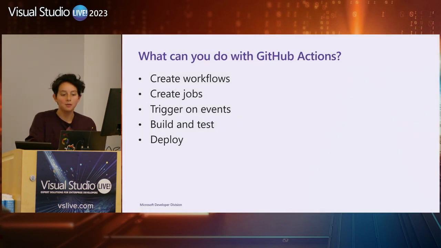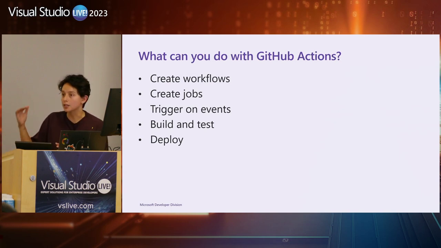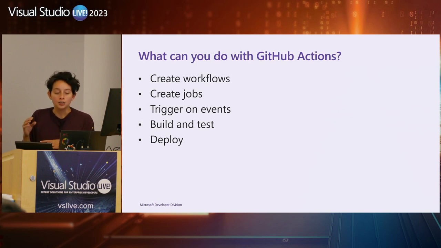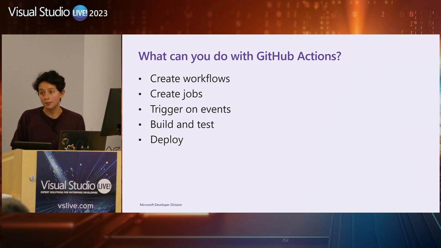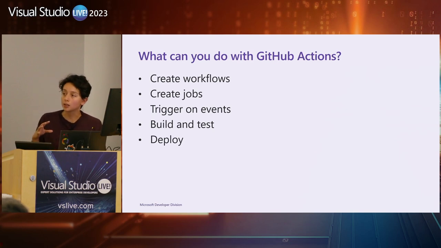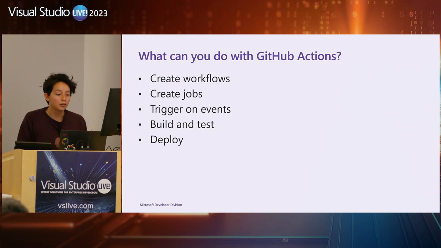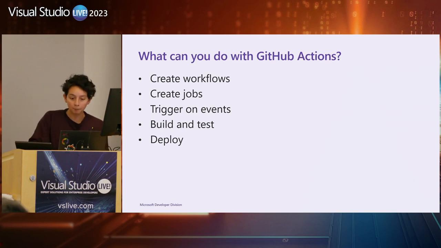So you got my classic summary slide. You can create those new workflows. You can create jobs, and those are the different things that are happening in your workflow. And they're going to be triggered on specific events. You can get it triggered on something like pushing your code to your repo or creating a pull request. And they are for build, testing, and deploying.